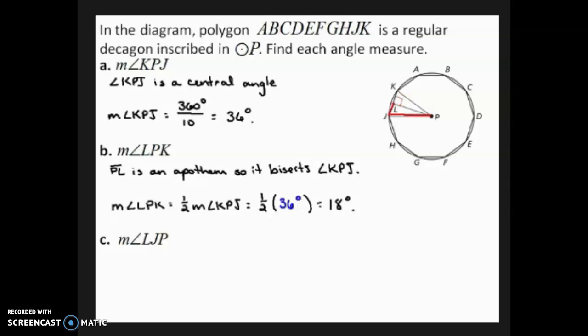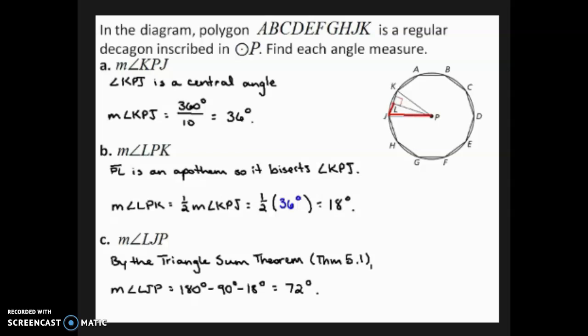Part C. The measure of angle LJP. By the triangle sum theorem, the sum of the angle measures of right triangle LJP is 180 degrees. By the triangle sum theorem, the measure of angle LJP equals 180 degrees minus 90 degrees minus 18 degrees, which equals 72 degrees.